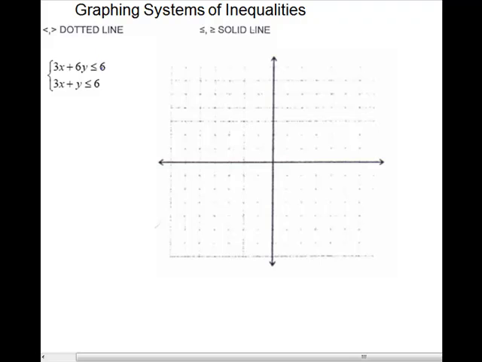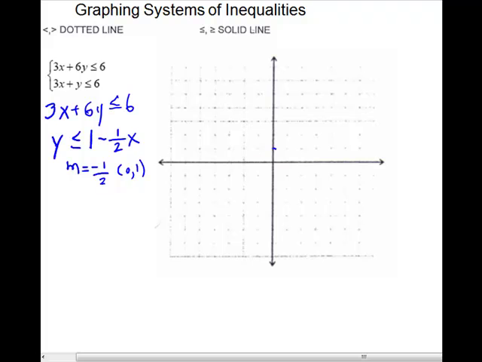I'm going to work just on the first one, the 3x plus 6y less than or equal to 6. So I'm going to go ahead and just switch it to slope-intercept form to make the graphing easy. I will plot my y-intercept, which is 0, 1, and use my slope. So I'm going down 1 and over to the right 2, and I might do that again, down 1 over 2. And remember, this line is going to be solid.